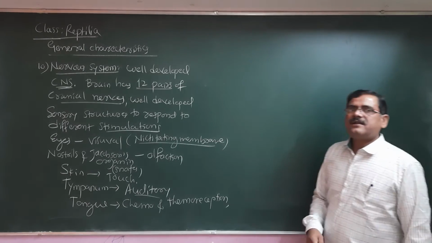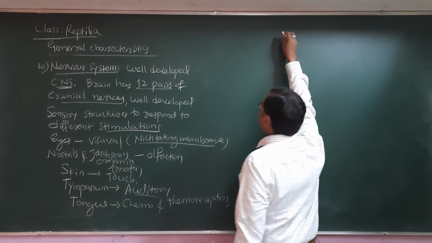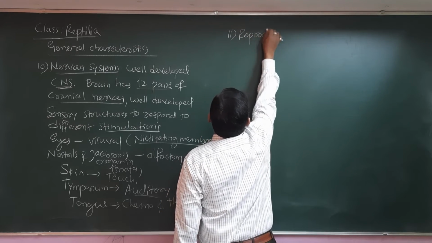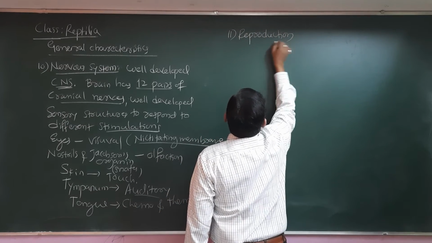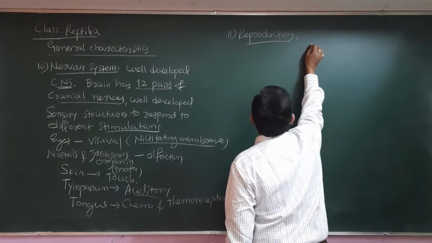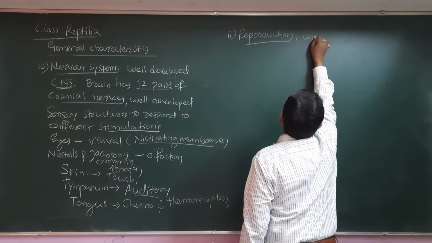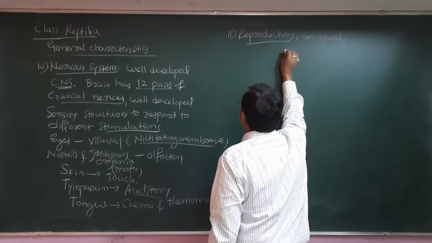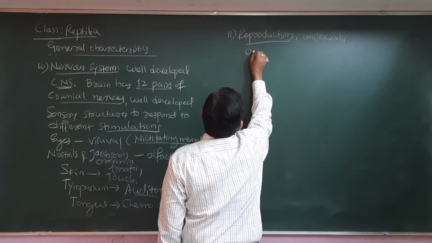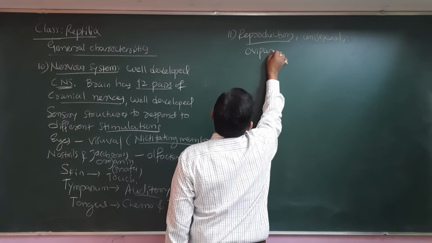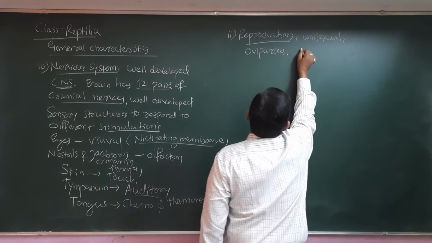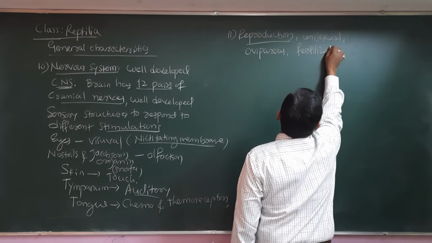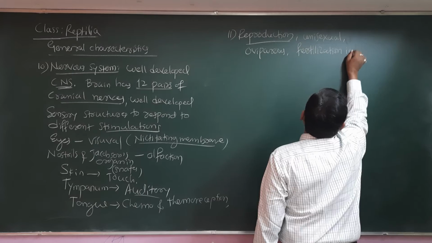Now let us understand reproduction. Number 11, reproduction. Definitely they reproduce sexually, with no hermaphroditism. They are unisexual. Then we can say that they are oviparous. Fertilization is internal.